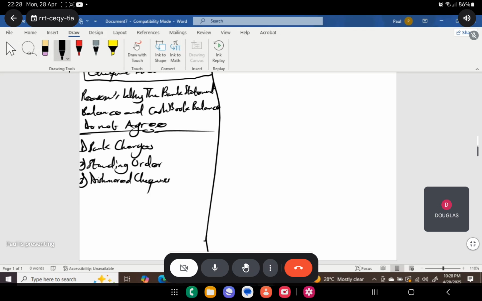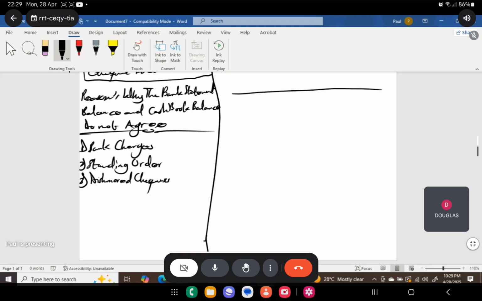Now, these unpresented checks. This is when you write a check to a supplier, maybe someone who supplies goods to you, and you have to make payment. So you write a check to the person. The very moment you write the check, you credit your cash book, isn't it? Because payment is going out. I told you that when payment is going out, this is your cash book.